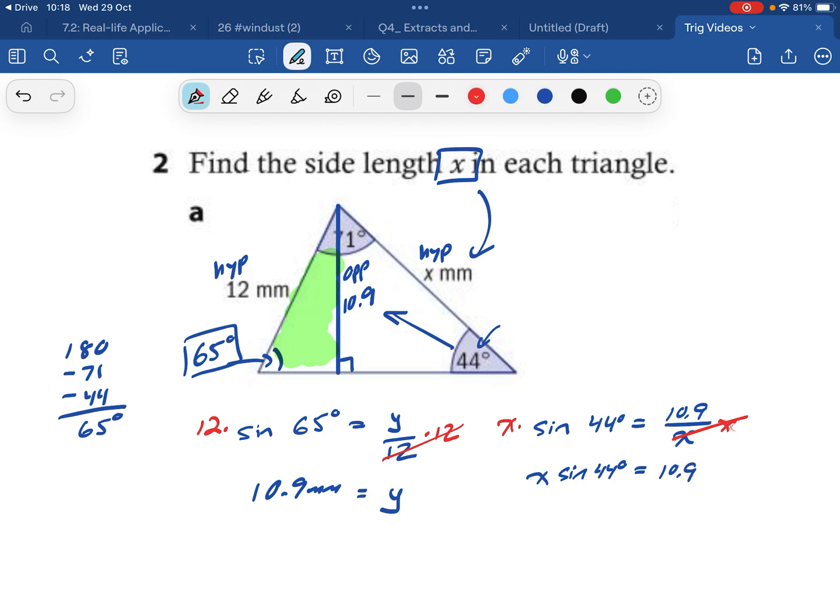And then I need to divide both sides by the sine of 44 degrees. That's going to isolate the X, because those are going to cancel out. And if I take 10.9 divided by the sine of 44 degrees, that is going to give me, and again, I'm going to round it to three significant figures, approximately 15.7 millimeters. And so that is going to be my answer for question 2.